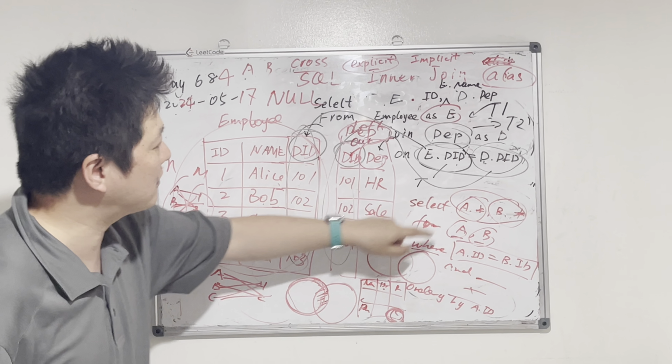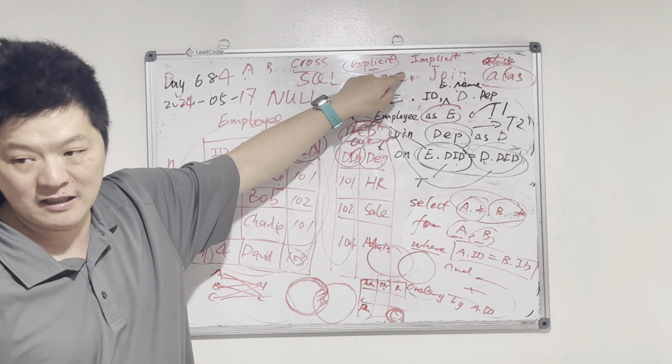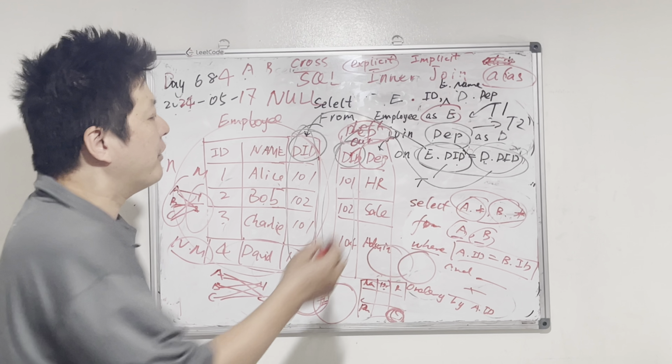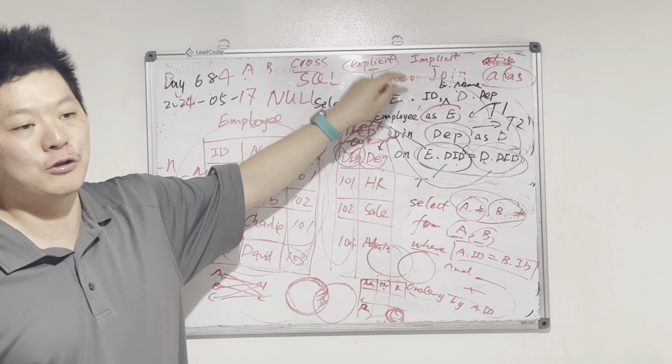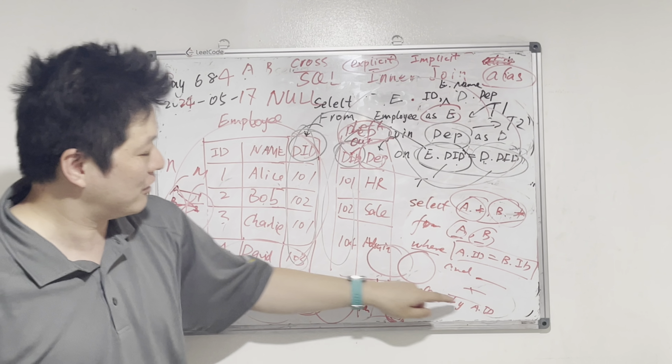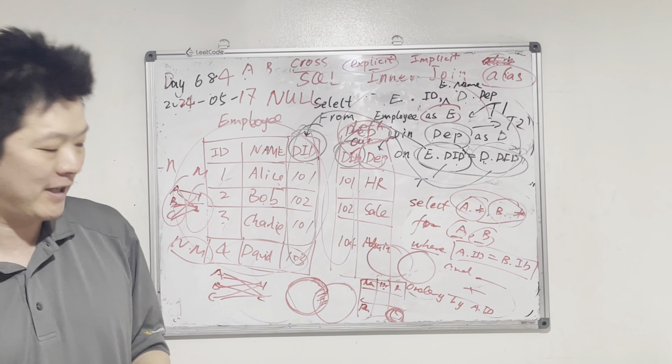And then today we also talk about the implicit inner join and explicit inner join, the difference, okay? So we prefer this one because the intention is clear. We want to join these two tables using inner join. This one is more old school and implicit and not very nice, okay?